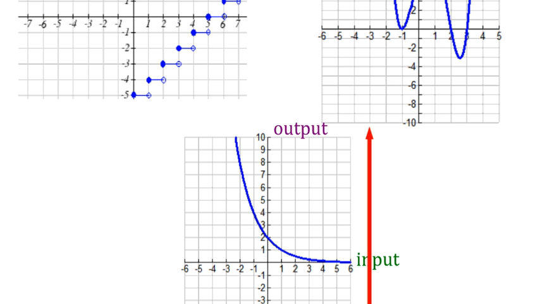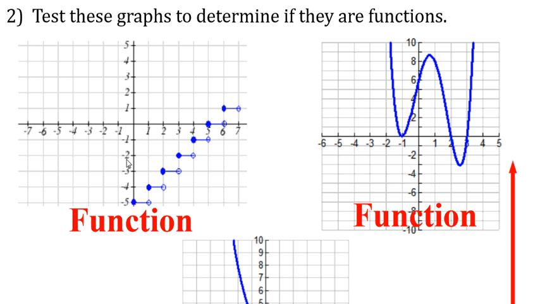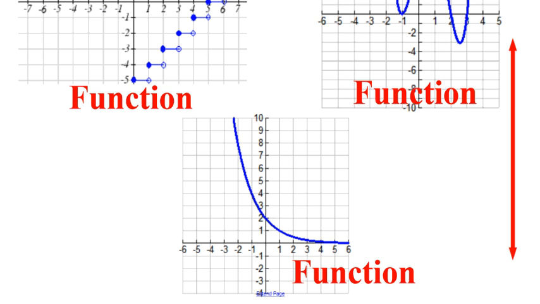So to recap, our first two graphs represented functions because they had the one-to-one relationship. Every input had one specific output. And our third one also represented a function because every input had one specific output represented.